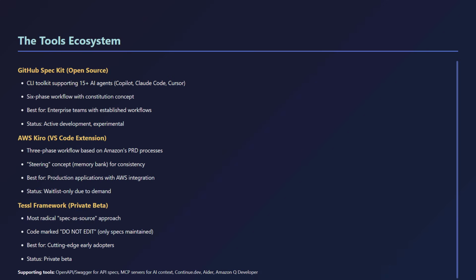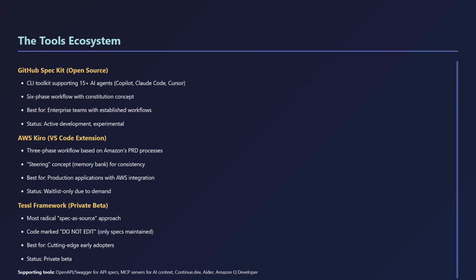Let me orient you to the tools and landscape. 3 major platforms emerged in 2024 and 2025. GitHub Spec Kit is open source. It is a CLI toolkit supporting more than 15 AI agents, including Copilot, Claude Code, and Cursor. It features the 6-phase workflow we discussed with the constitution concept. Best for enterprise teams with established workflows. Status, active development, but still experimental.